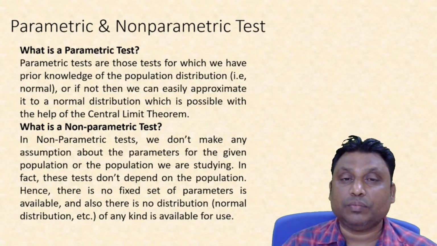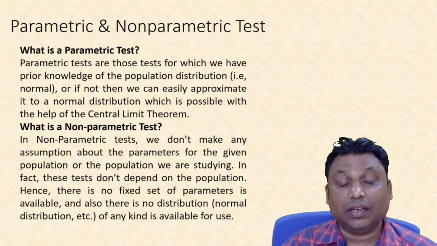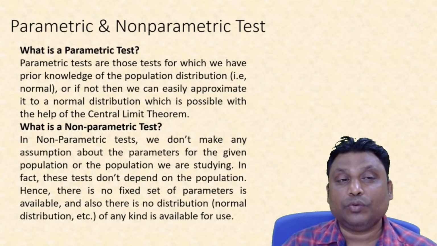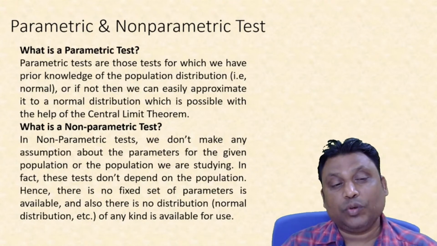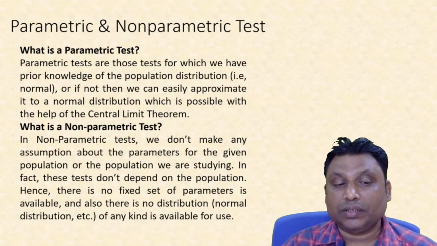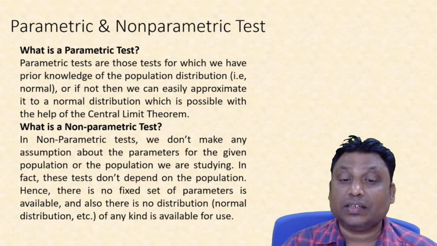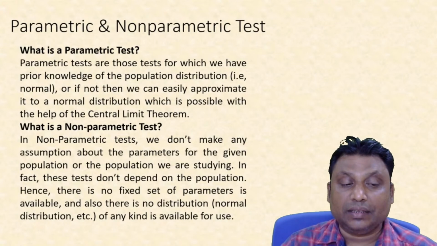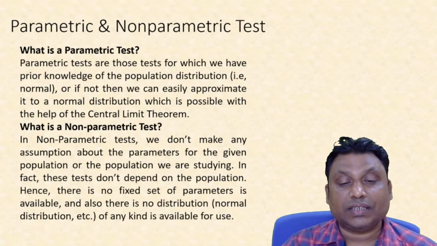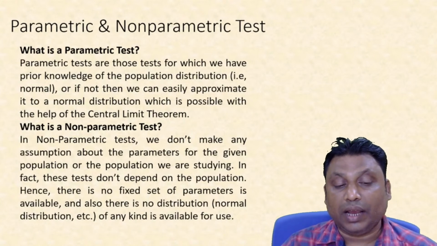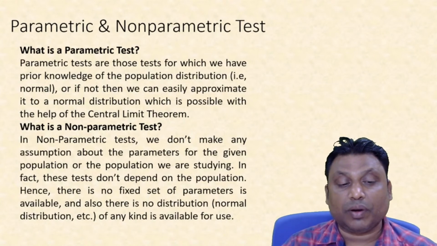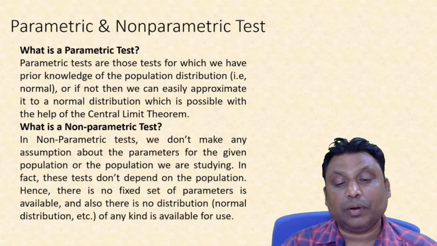Suppose the sample size is large and more variables are there. At that time we are not able to use the parametric test, so we use the non-parametric test. In a non-parametric test, we do not make any assumption about the parameters of the population we are studying. In fact, these tests do not depend on the population. Hence, there is no fixed set of parameters available, and there is no normal distribution either.